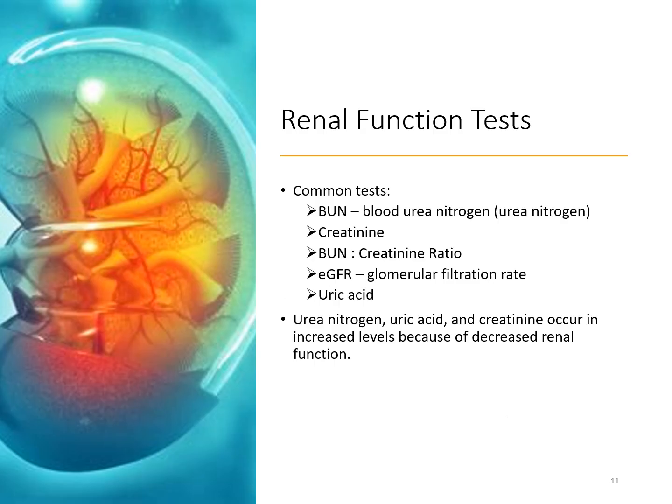Renal function tests, or kidney tests, include BUN, creatinine, BUN creatinine ratio, estimated glomerular filtration rate, and uric acid. Urea nitrogen, uric acid, and creatinine are increased if there is any sort of decreased renal function.